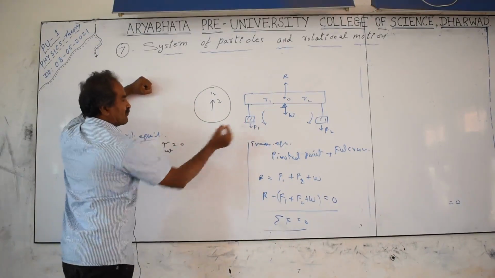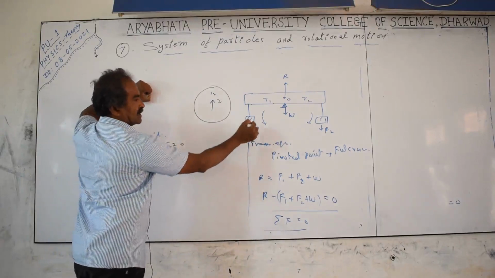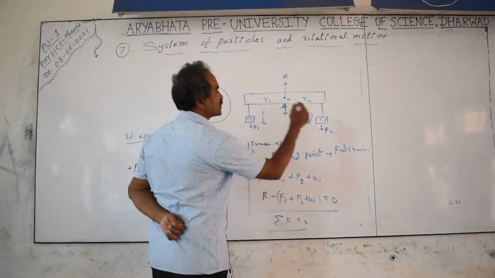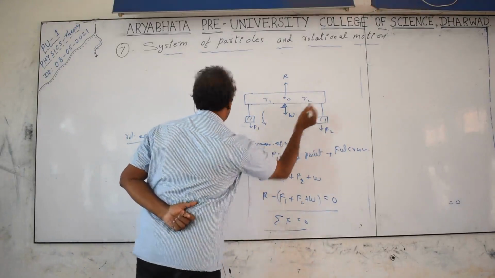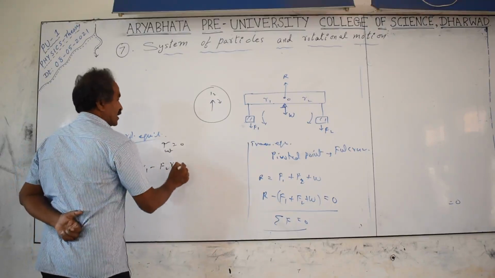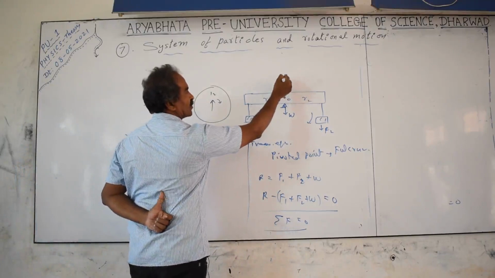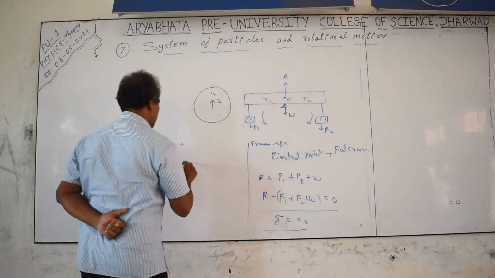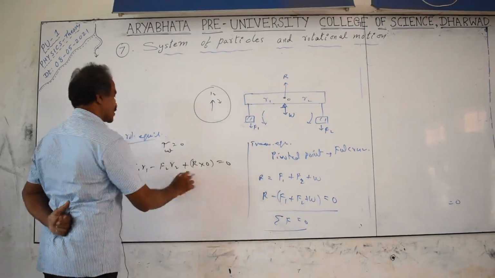One torque is because of F1, that is F1 R1, and this is positive. The anti-clockwise direction we take as positive, the clockwise direction as negative. So the torque because of F2 is force F2 into R2, which is minus F2 R2. And the normal reaction torque is force R into distance from the axis of rotation, which is 0. So plus R into 0 equals 0. The net torque is equal to 0.